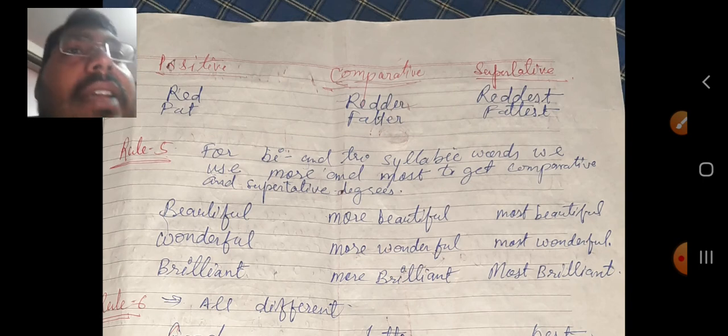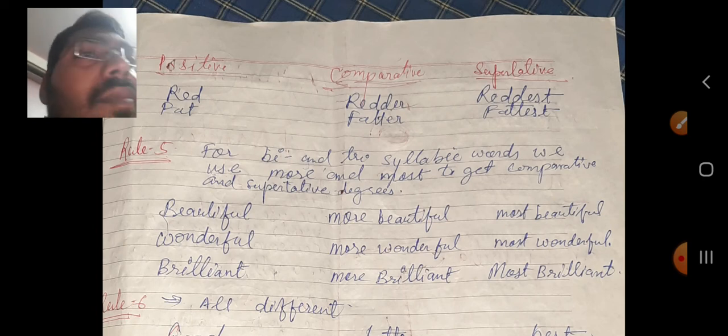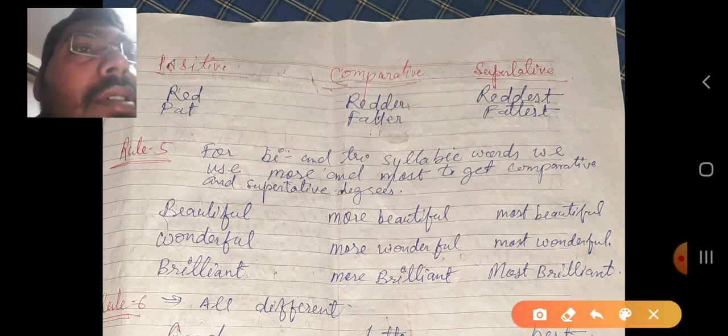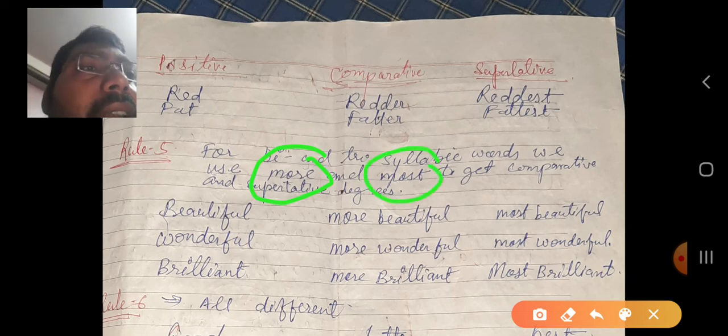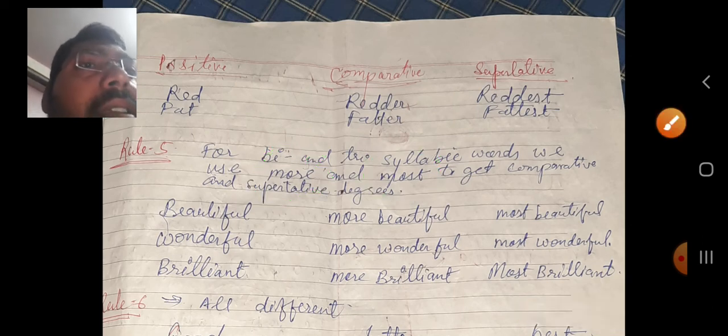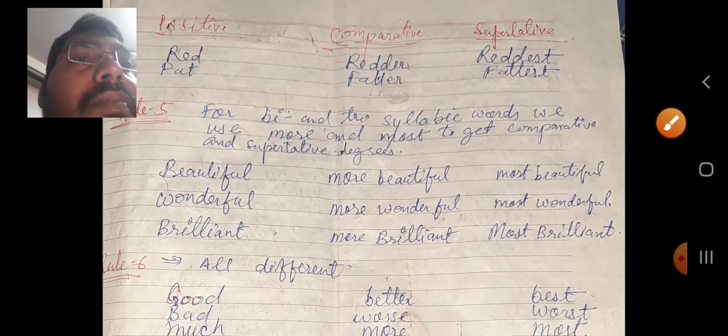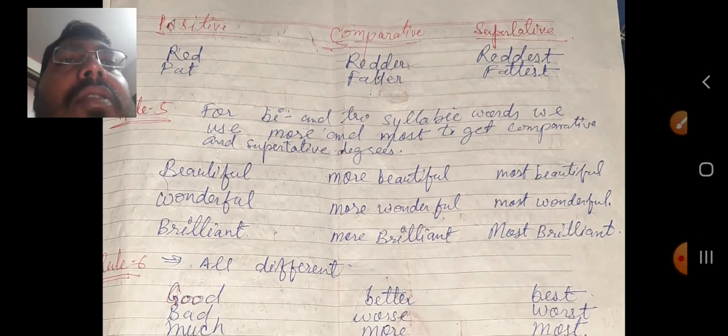Now comes the next rule, rule number 5. What does rule number 5 say? For bi and trisyllabic words, we use more and most. What are bi and trisyllabic words? You simply understand, if two or more than two vowels are there in a word, then they are bi and trisyllabic words.